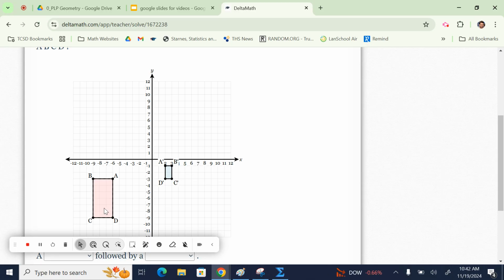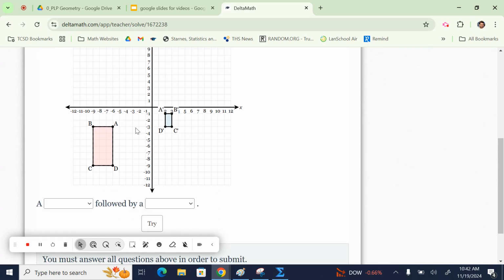So the first thing I want to do is bring the pink figure into quadrant 4. To do that, I think I have to reflect. If you look at A and D in the pink, it's on the right, but A prime, D prime is on the left, so I think I have to flip this thing around. I'm going to reflect it across the y-axis, and I'm going to click try. It's going to actually do the movement for me.